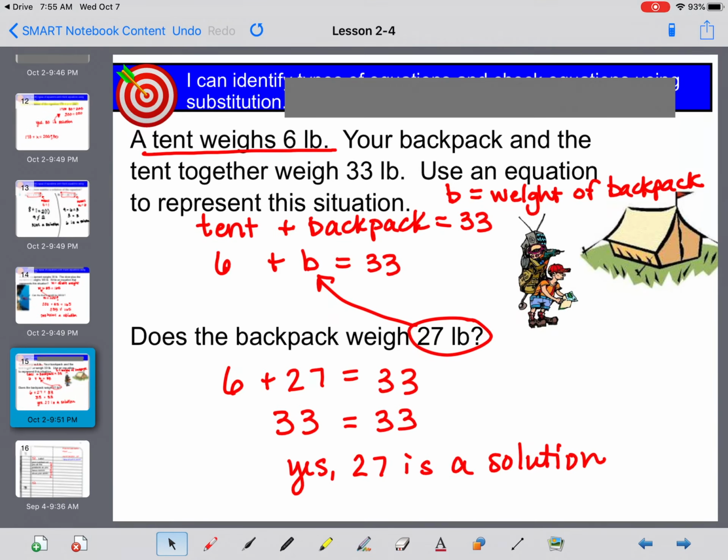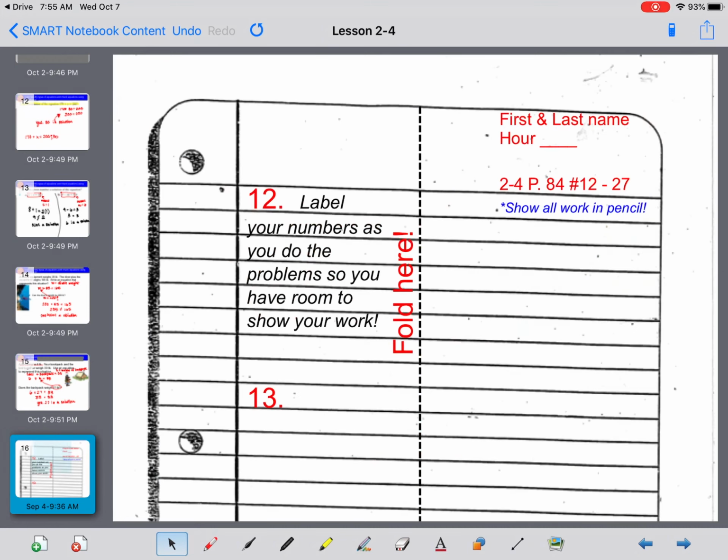All right, I think you're ready to try some independent practice. Here is your assignment. Pause the video, rewatch the video, contact me on email if you need some extra help.